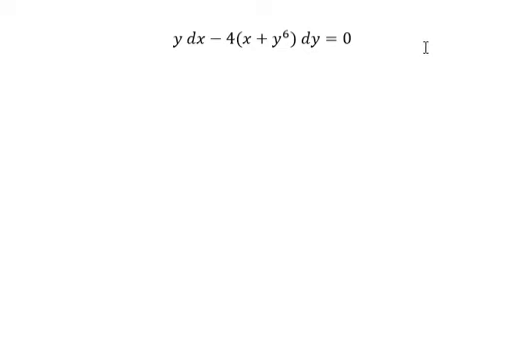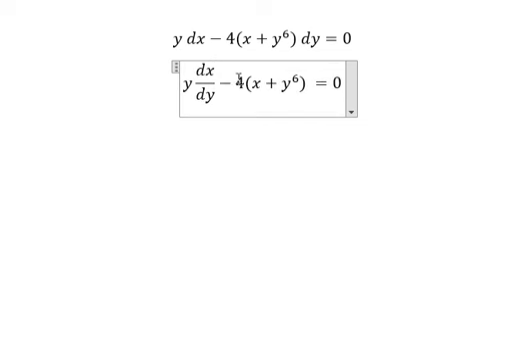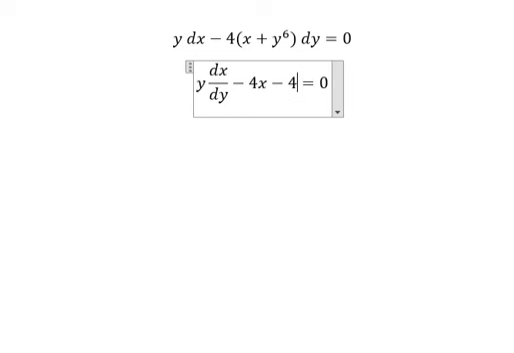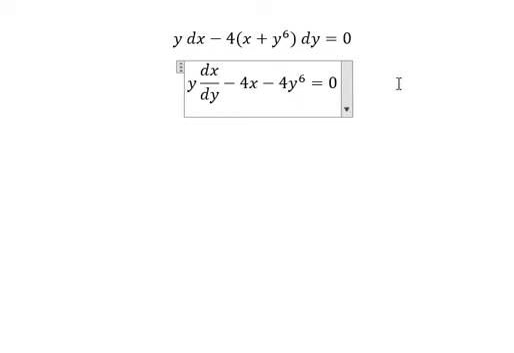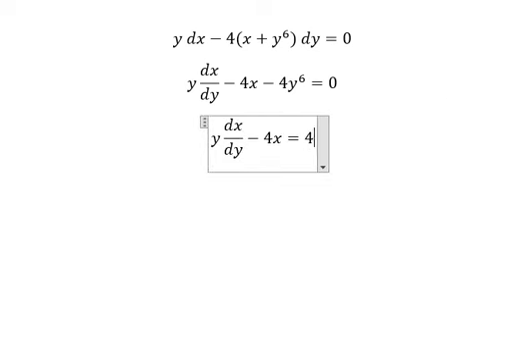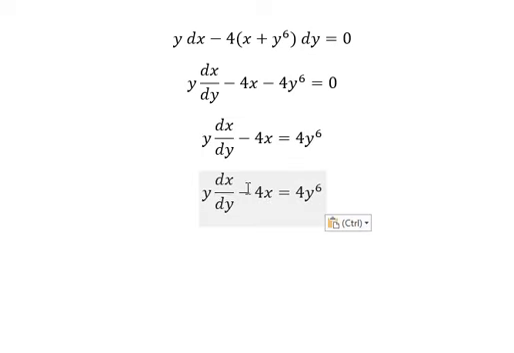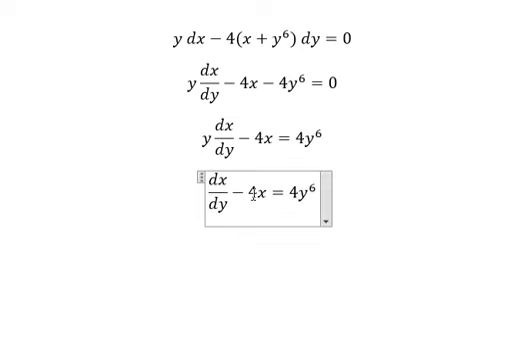So today I will show you how to answer this one. We need to divide both sides by dy. Negative 4 multiplied by x and y to the power of 6. Next, I will put this one to the right. Next, we divide both sides by y.